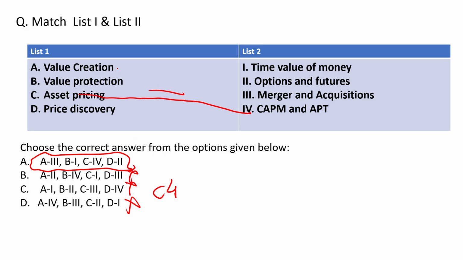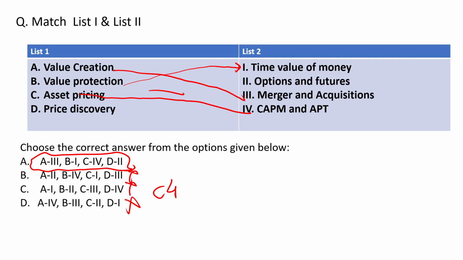Let's see the question in full context. How can value be created? Value can be created through mergers and acquisition. How can value be protected? Value can be protected by taking into consideration the concept of time value of money. Means you are checking that in future what can be the value of your money.